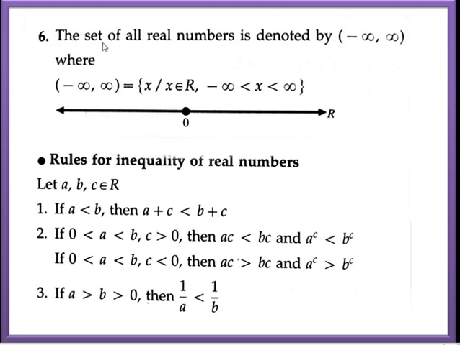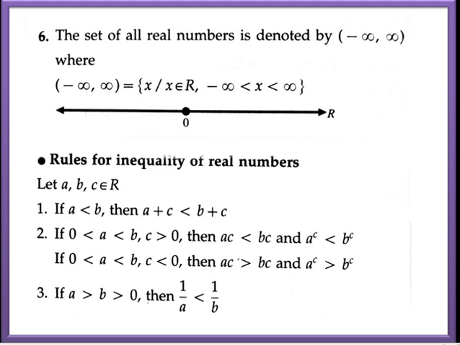Number 6, the set of all real numbers, this is again important, is denoted by the open interval (minus infinity, infinity). Right? So what is the open interval (minus infinity, infinity)? It is the set of all x such that x is a real number, minus infinity less than x less than infinity.